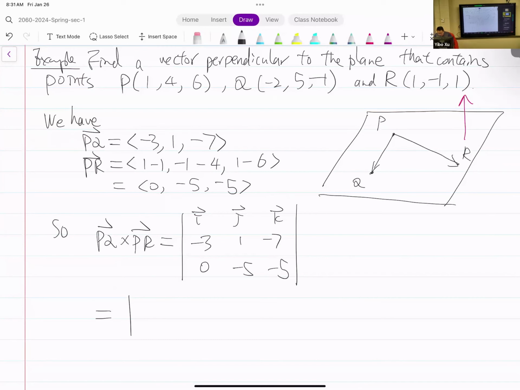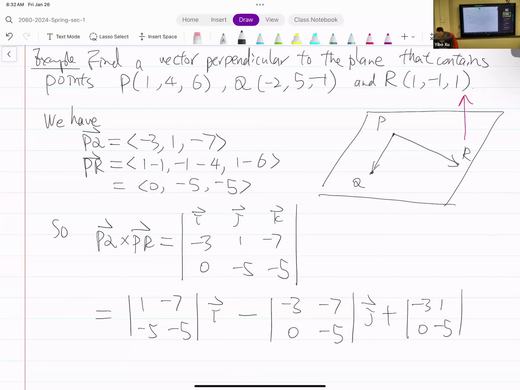So the element in the first row, first column will give you 1, -7, -5, -5 remaining, in front of I. Now minus, keep that negative sign in mind, it's always in front of J. So now eliminate the first row, second column, it will give you -3, -7, 0, -5, J. Plus, eliminate the first row, third column, that will give you -3, 1, 0, -5.